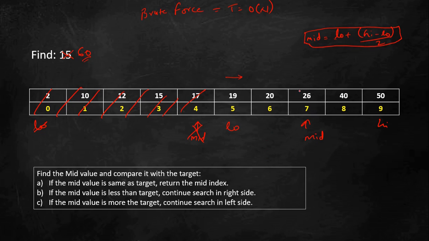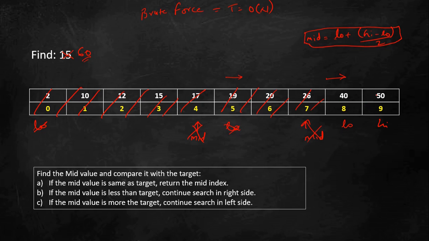This is my new mid. Again I will compare it with the number that I need to search, which is 60. So 26 is less than 60. So again I know that 60, if present in the array, should be on the right side. So I can ignore the left part of the array and also this part. So my low will again be mid plus 1. So my low will come here.